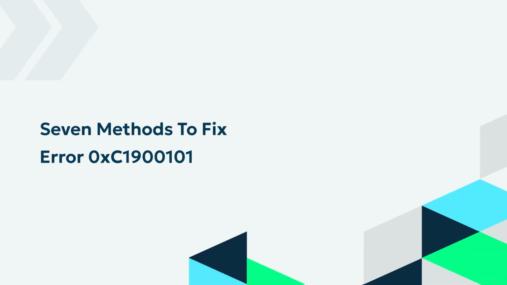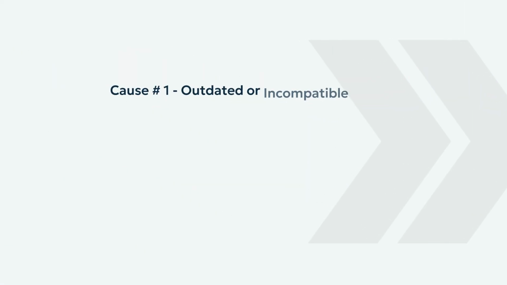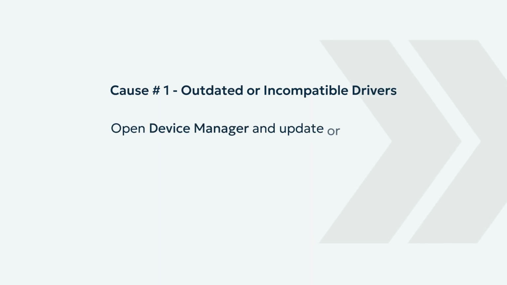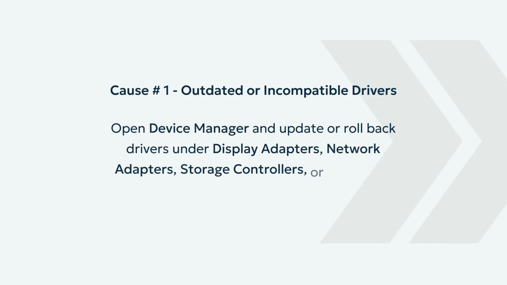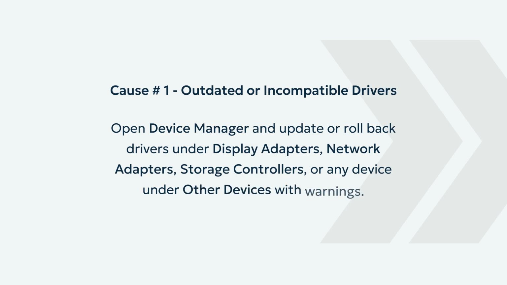7 methods to fix error 0xC1900101. Cause number 1, outdated or incompatible drivers. Open Device Manager and update or roll back critical drivers under display adapters, network adapters, storage controllers, or any device under other devices with warnings.